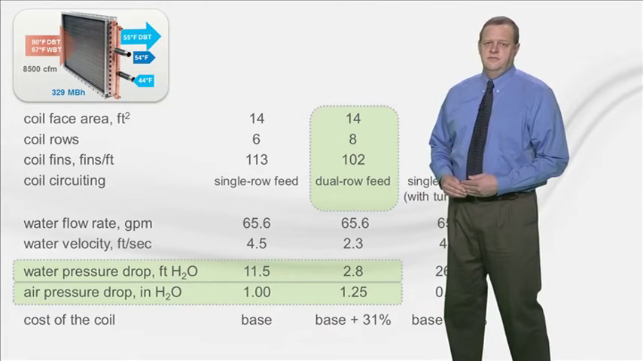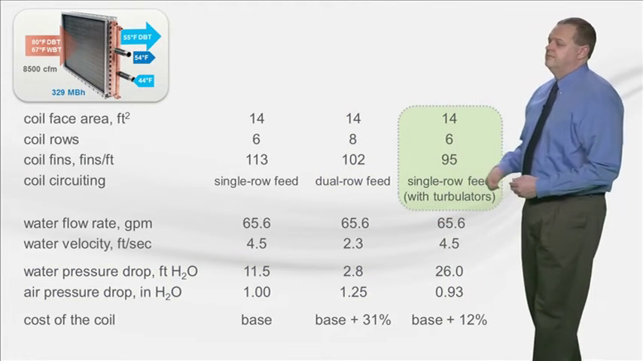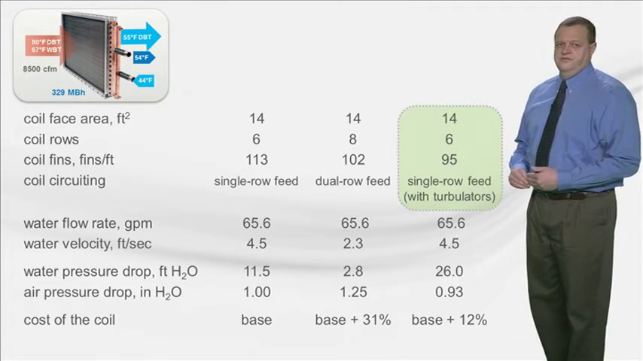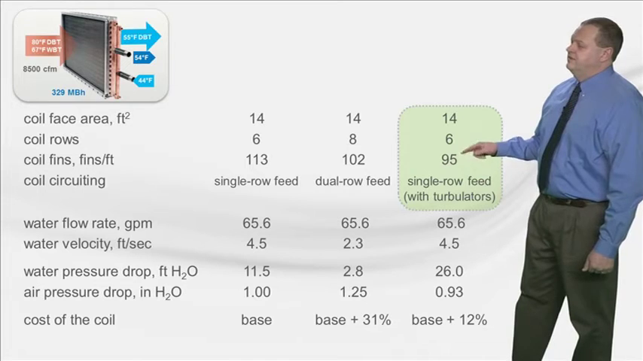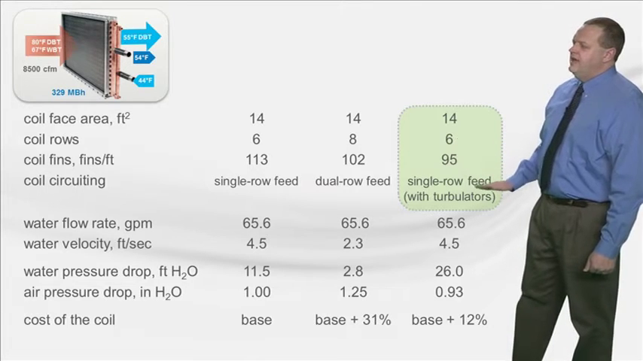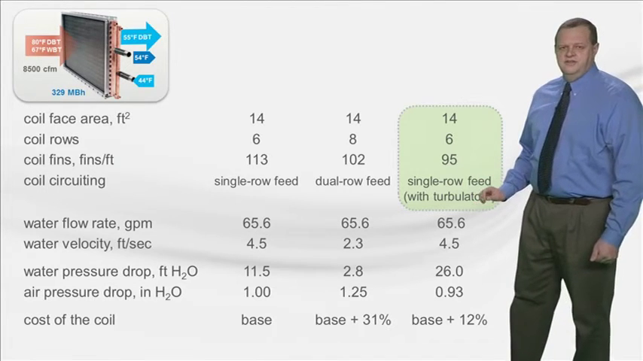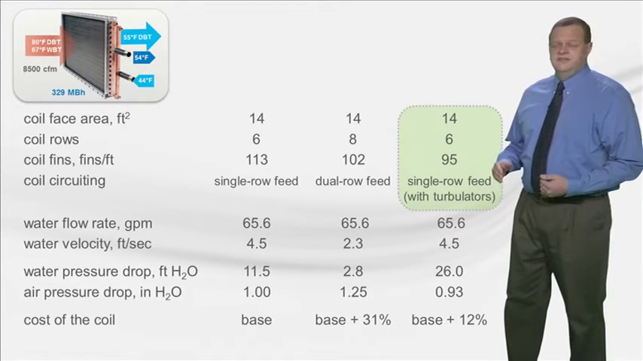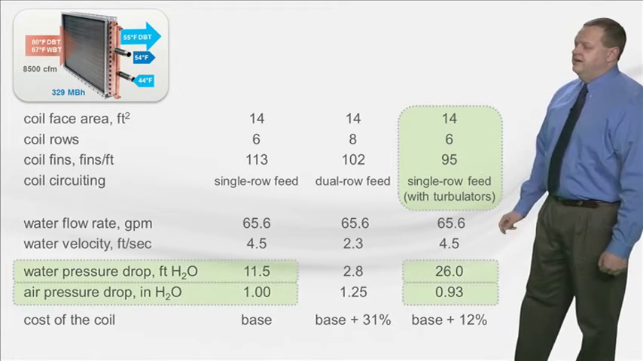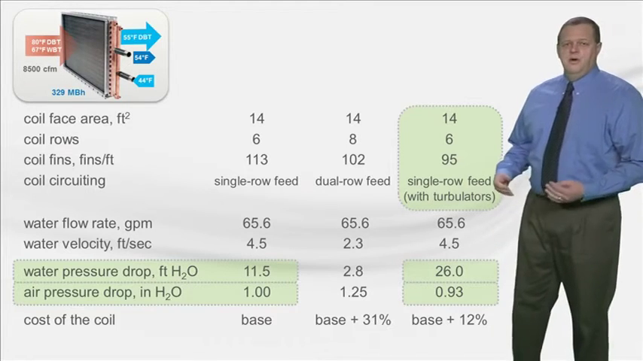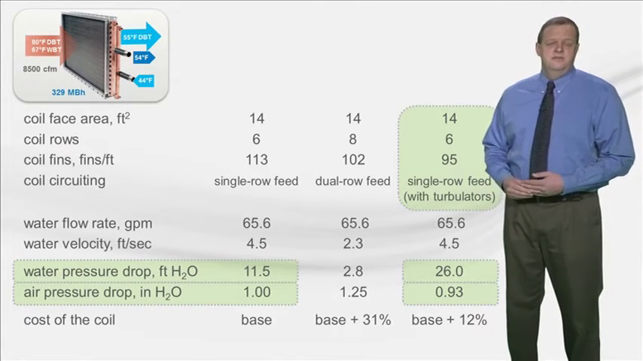Then this last column is an attempt to reduce the air pressure drop. Here we change back to single feed circuiting with 6 rows. But now we added these spring wire turbulators inside the tubes, which allowed us to deliver the same capacity with fewer fins. This reduces the air side pressure drop, but now the water pressure drop has gone to the extreme of 26 feet.